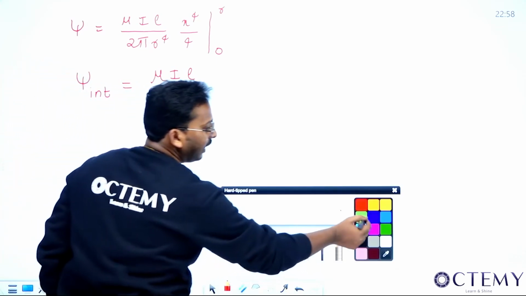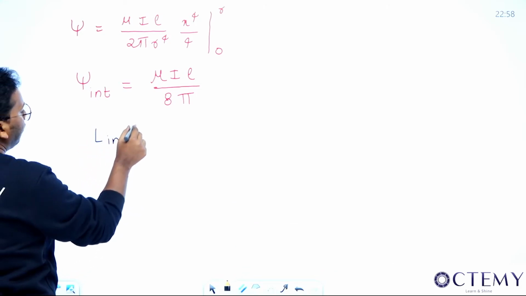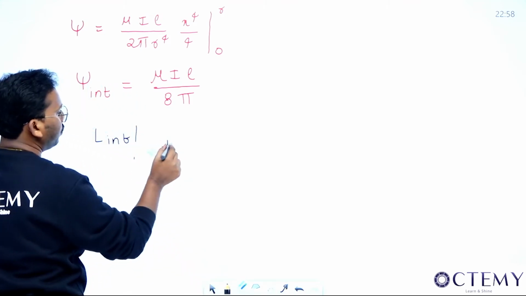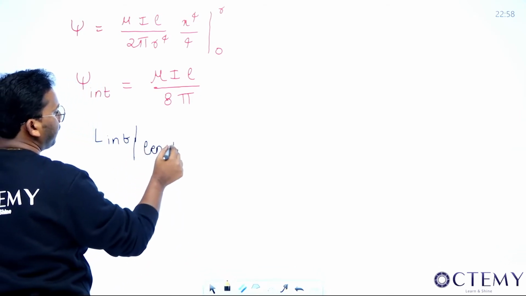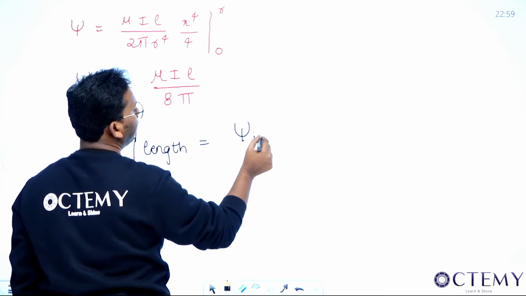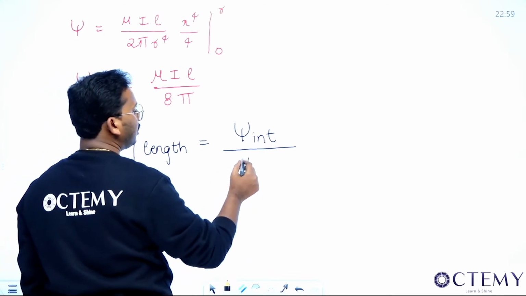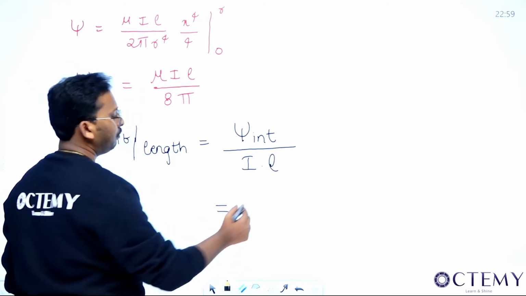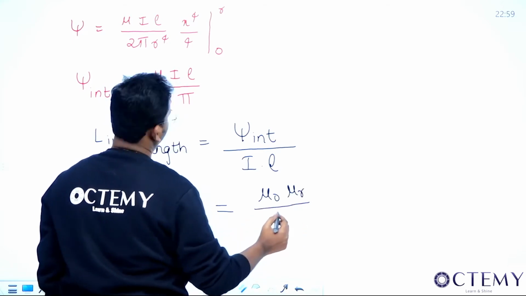Now if I want to find L internal, so see, sir, what is L internal? L internal per unit length I am finding, sir. Per unit length, this will become what? That is phi internal divided by the internal current, how much it is flowing, sir? The I value it is flowing. So per unit length, I'll have to divide it with L. So what will I get here? I will get this as mu naught mu r by 8 pi.